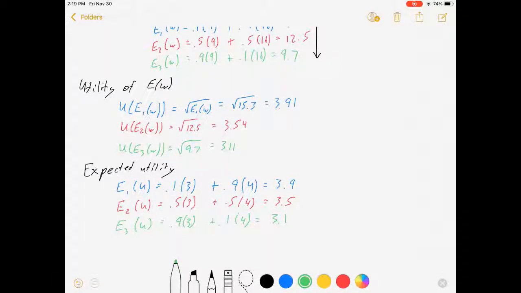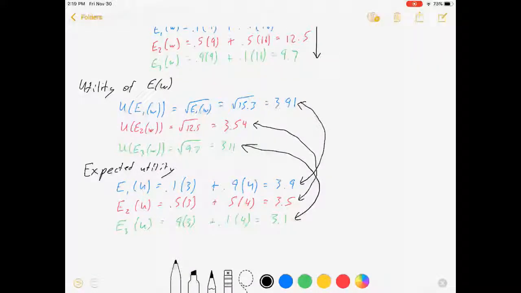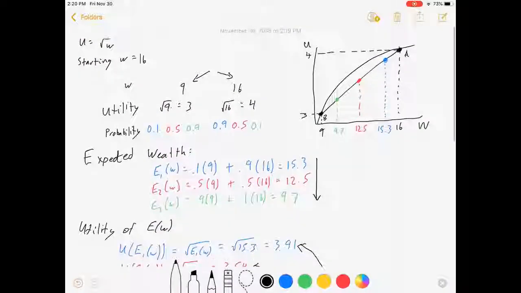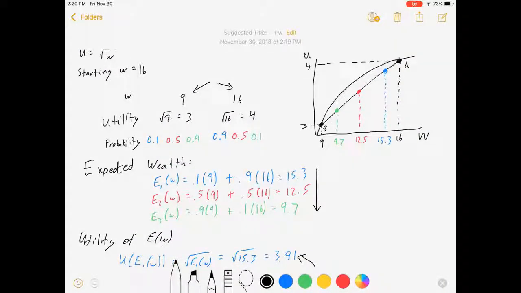Okay, so a couple of comparisons. 3.91 is greater than 3.9. 3.54 is greater than 3.5. And 3.11 is greater than 3.1. In all three cases, we would rather have certainty at the expected value than have just the risk of one or the other. And that's because of the shape of this curve. What we're comparing right now is the gap between my expected utility and my actual utility.